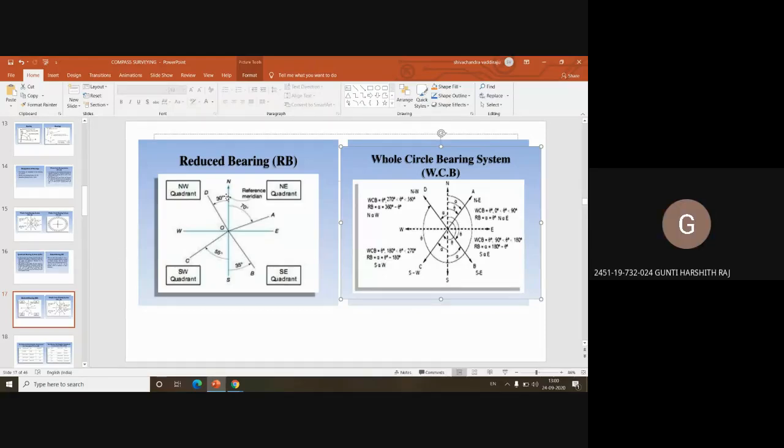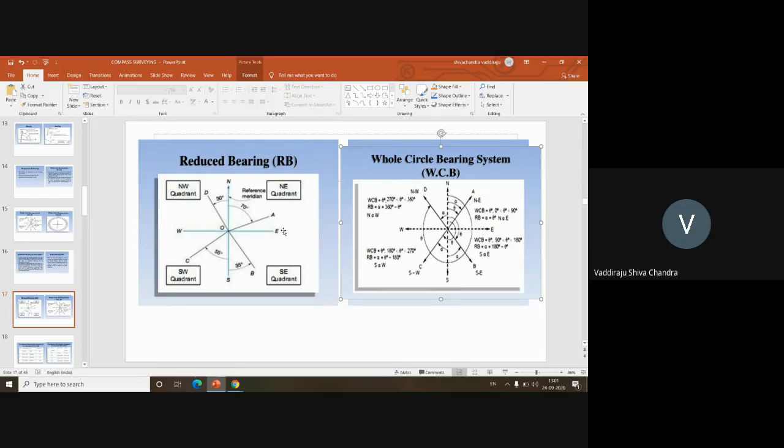Right? Yes, sir. Now assume the bearing of a line is 135 degrees. Which quadrant will it fall in for the reduced bearing? Second quadrant. So what will the reduced bearing be? 180 minus the whole circle bearing of 135. From north it is 135, up to here it is 90, and from 90 it is 45. So what is the remaining balance? 45. So it will be south 45 degrees east.